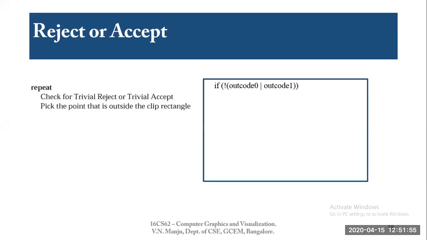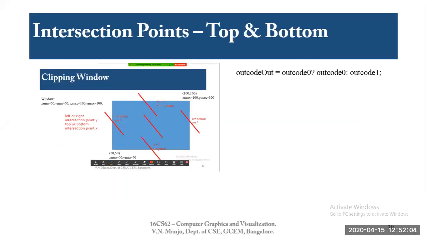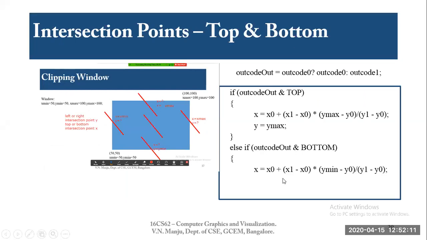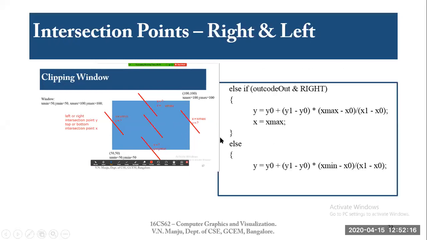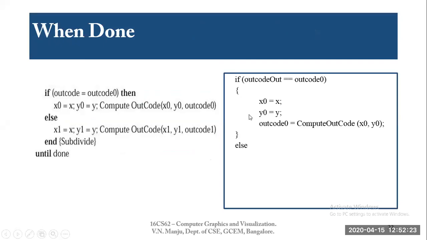Then we have to check till which position we have to do. It's a do while condition. Then we have to find the intersection points, top and bottom. This is how we do the intersection points. We have seen how it works. Left and right, we find the intersection points, done. And finally, we have to accept it. We have to find the two end points of the line. So this much is about your Cohen-Sutherland line clipping algorithm. Okay.